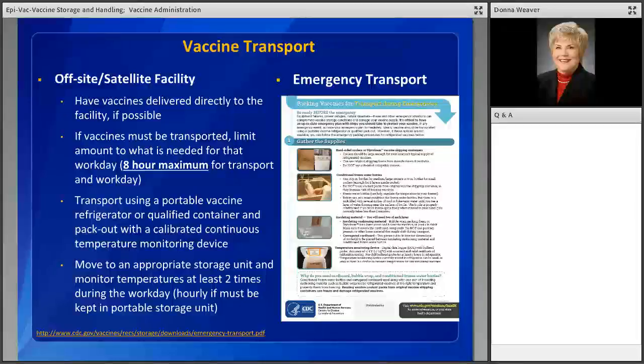If you must transport vaccines, transport only what is needed for the workday. The total time for transport and workday should be a maximum of 8 hours. If you must transport vaccines in non-commercial vehicles, then use the passenger compartment, not the trunk.